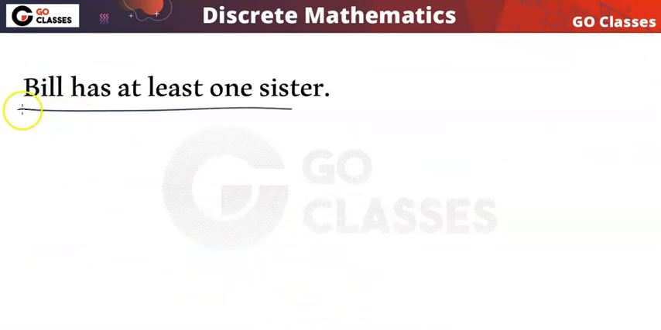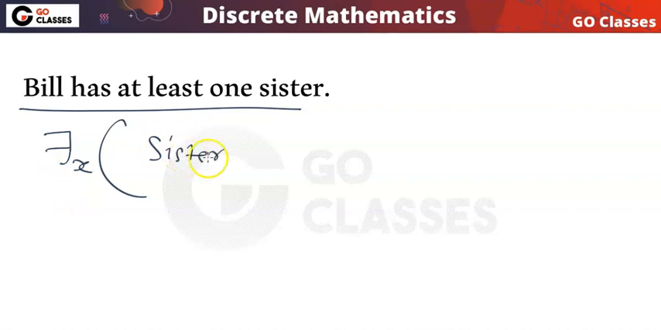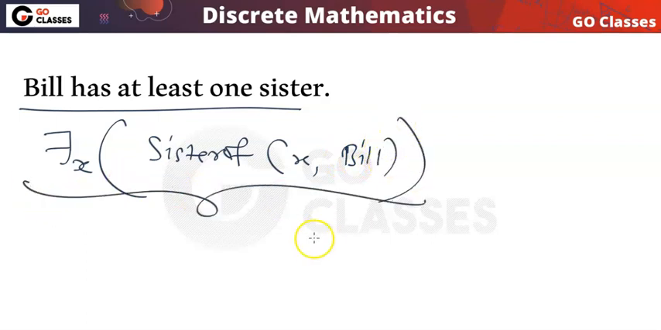Correct? Let's see this. Bill has at least one sister. It means there exists x who is sister of Bill. Very simple. There exists x who is sister of Bill. So x is sister of Bill. So this is the point. Bill has at least one sister. It means there exists some x such that x is sister of Bill. Very simple. Next.